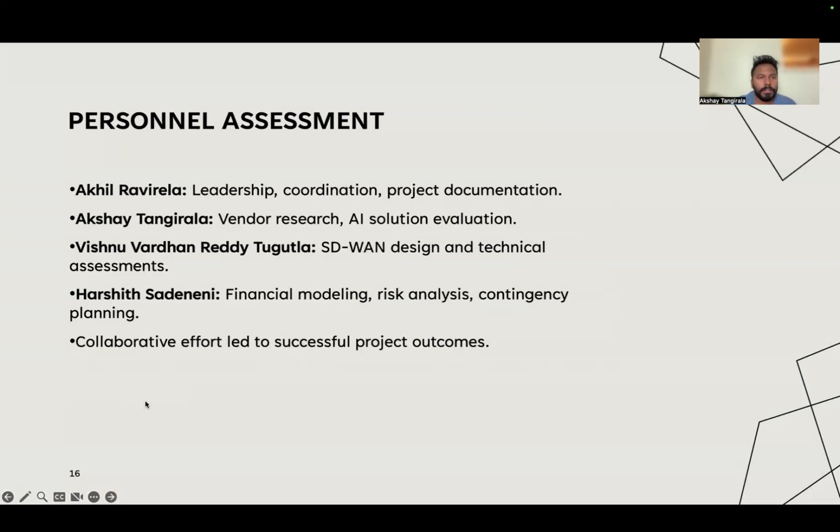Coming to the next slide, personal assessment. Each team member played a key role, and Akhil managed project coordination and documentation. Myself, Akshay, conducted technology research and AI evaluation. Vishnu led SD-WAN technical design and training material development. Harshit handled financial modeling and risk analysis. The project's success was the result of strong collaboration, accountability, and shared effort across the team.